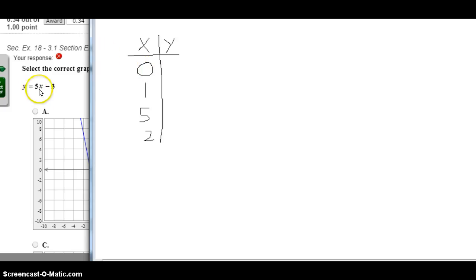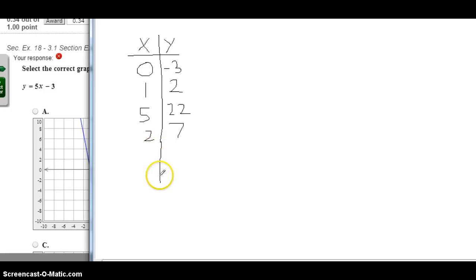be. If X was 0, Y would equal 0 minus 3. If X was 1, Y would equal 5 times 1, so 5 minus 3. If X was 5, Y would equal 25 minus 3. If X was 2, Y would equal 10 minus 3. So you can really choose anything you want.